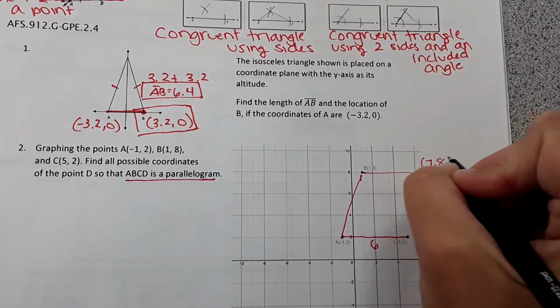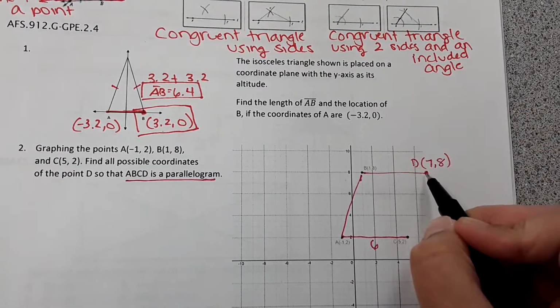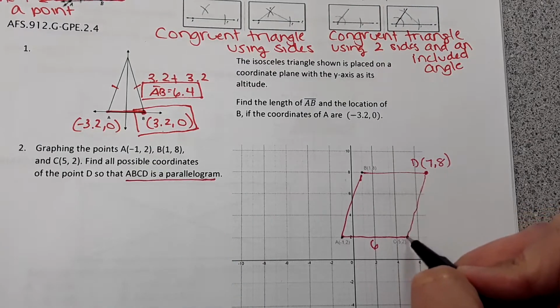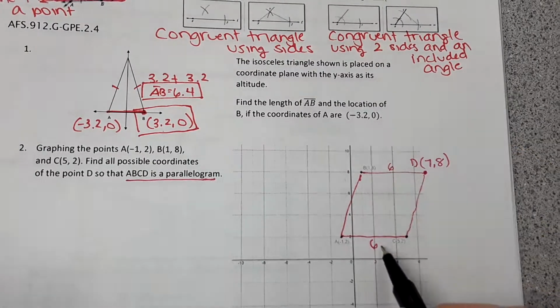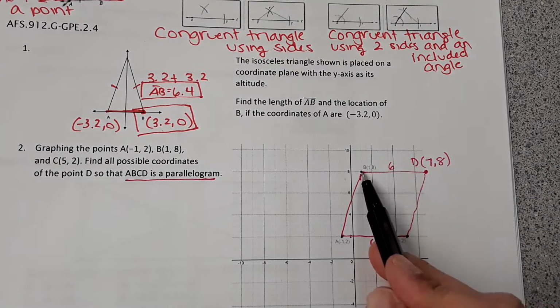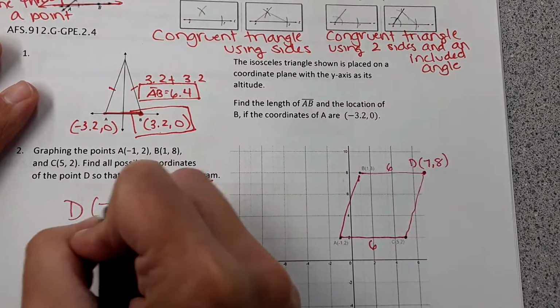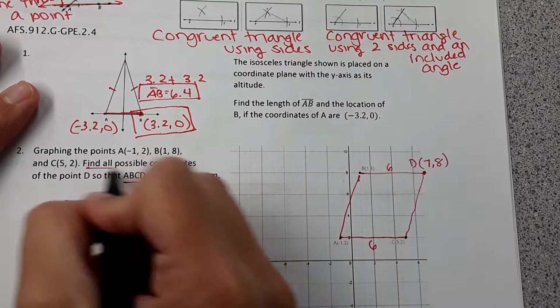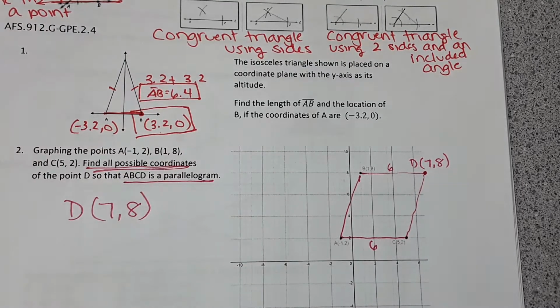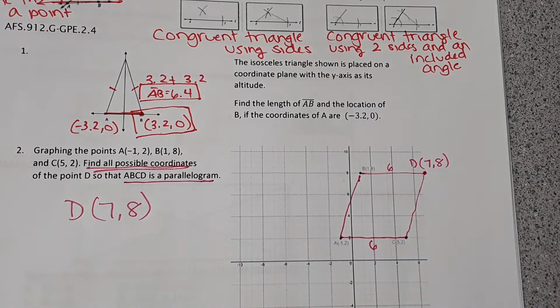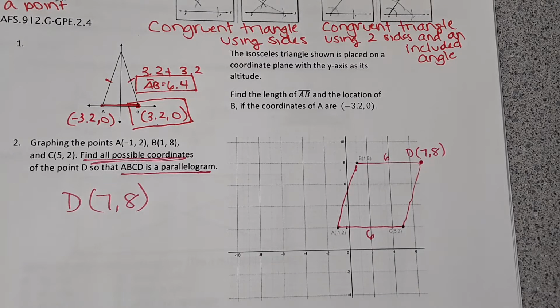At 7, 8 to make the parallelogram. So if this was 6 units, then I knew this had to be 6 units. From 1 to 7 is where I put my point. So D would be at 7, 8. But it says find all possible coordinates. And this I didn't see at first. So there's actually another answer that it could be.